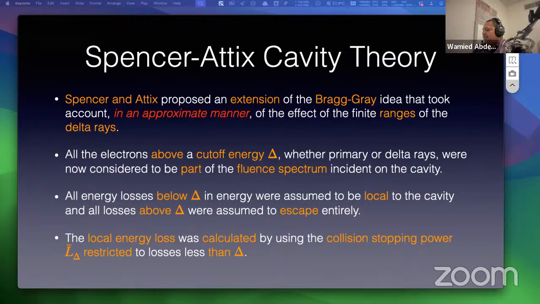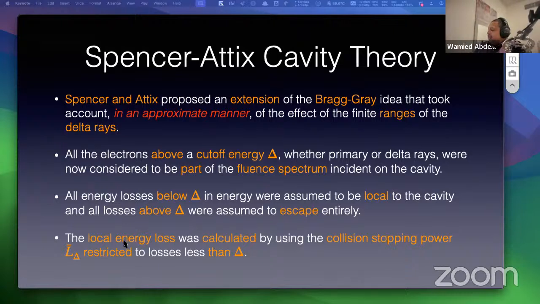So for all energy losses below delta, if the secondary electrons have energy below delta, the assumption is that these electrons are not going to go outside of the cavity, and thus they will deposit their dose locally inside the cavity. However, secondary electrons with energy above delta are going to escape the cavity. They will not deposit the dose in the cavity, but they are present. So the idea is that these delta rays, we're going to reconsider them as part of the fluence that is entering the cavity.